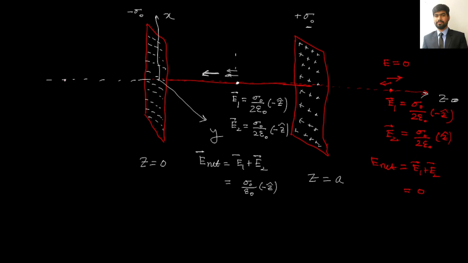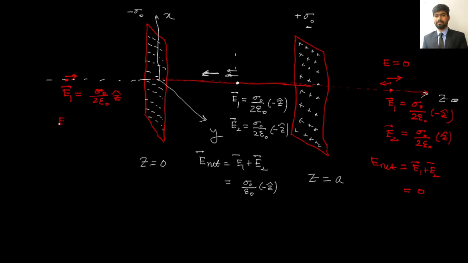Similarly, you can calculate the electric field on the left side of the first surface. Let's say for the first plane, the electric field at this point is E1. The magnitude is again sigma naught divided by 2 epsilon naught. Since this plane carries a negative charge density, the field is towards the plane, along this direction, which is the plus z cap direction.